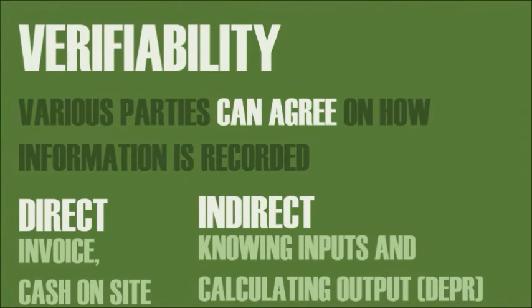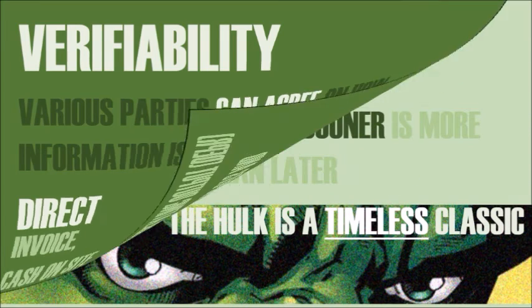Verifiability. Information is more decision useful if various parties can agree on how the information is recorded. This can be direct or indirect. Direct includes invoices and keeping cash in a safe. Indirect means you know the inputs and then know the outputs, such as calculating depreciation.